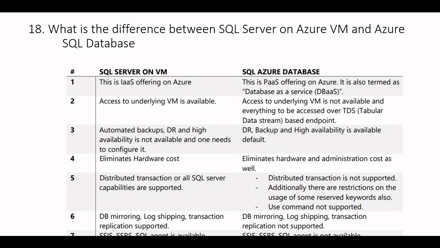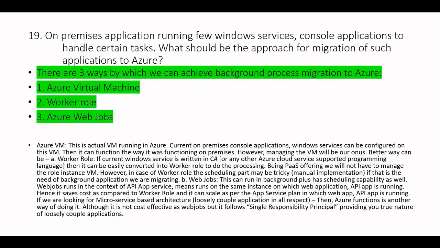Next, an on-premise application is running a few Windows service console applications to handle tasks. What should be the approach for migration? There are three ways by which you can achieve background process migration to Azure: through VMs, worker roles and web jobs. Web jobs are more preferred as compared to Azure VMs because Azure VMs are actually your virtual machines running on Azure.